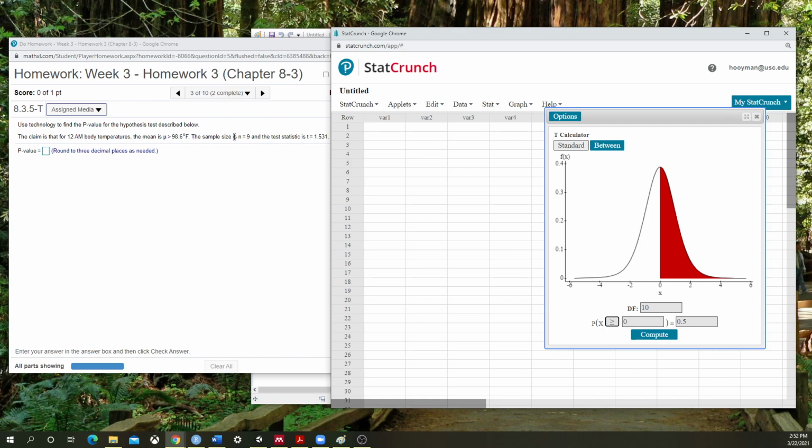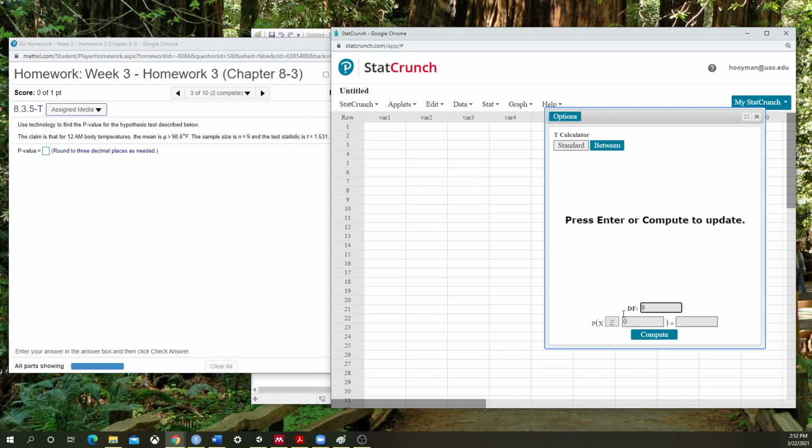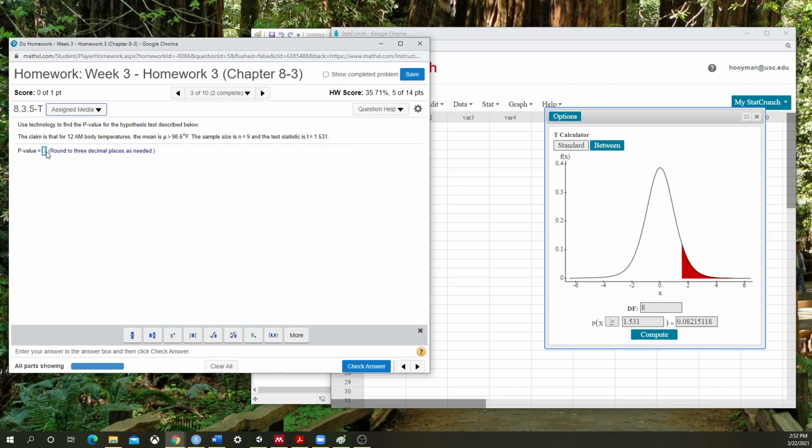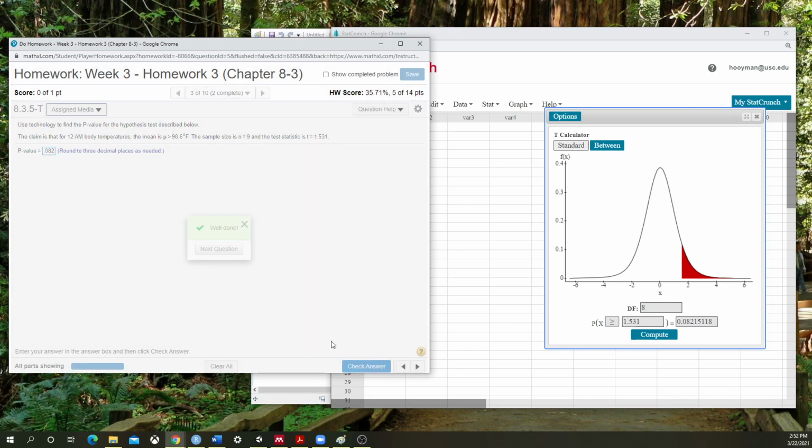And now what I'm looking at is a sample size of n equals 9. Now in degrees of freedom terms, that's what I'm going to be putting in here. What I'm actually going to put in is 8, because the degrees of freedom for this test is going to be n minus 1. All right, now I'm going to put in the test statistic here, which is 1.531. Compute that. I get a p-value of 0.082. Round to 3 decimal places, 0.082. Check answer. Well done.